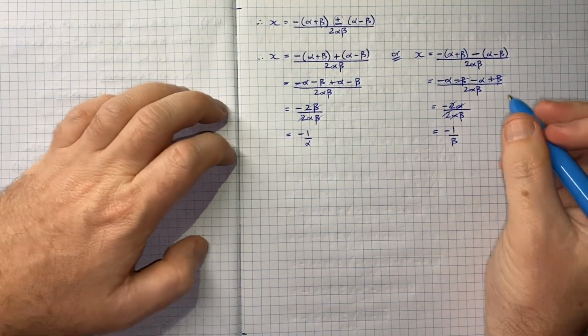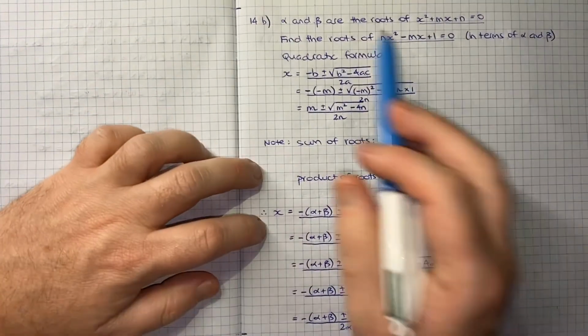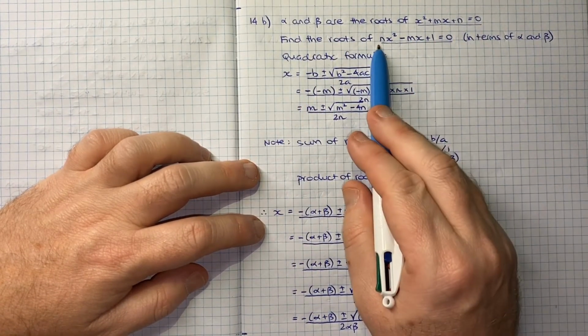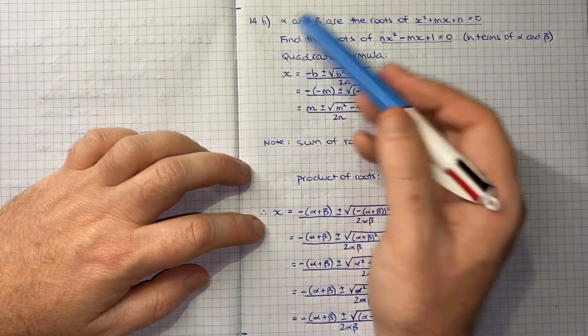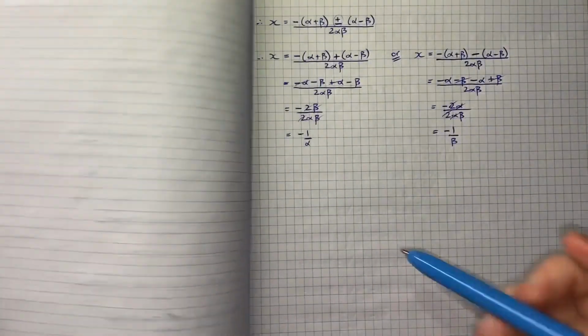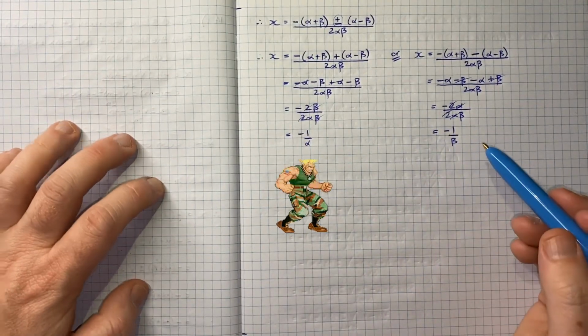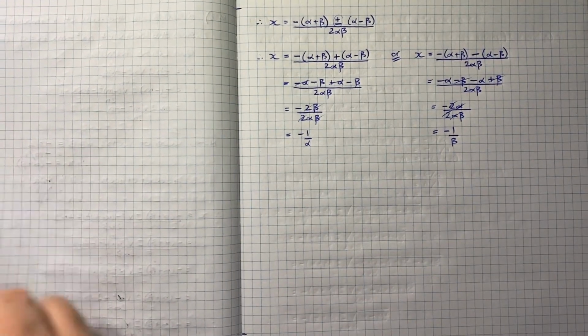So essentially, at the end of the day, what we've shown is that if alpha and beta are the roots of this first quadratic, then the roots of this second quadratic are the negative reciprocals. So instead of alpha and beta, our roots will be negative 1 on alpha and negative 1 on beta. And that's how you tackle that question. So hopefully that's all made sense.